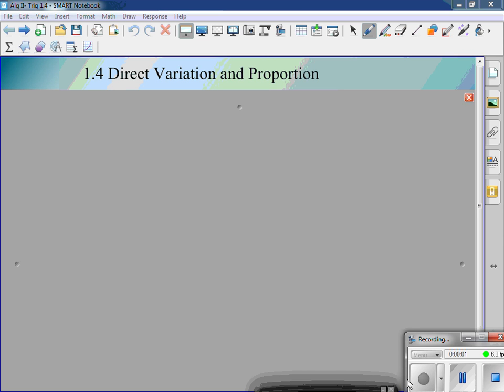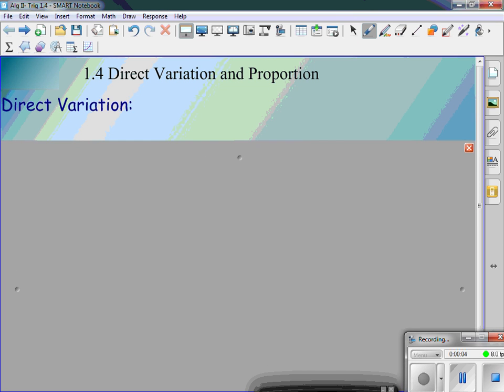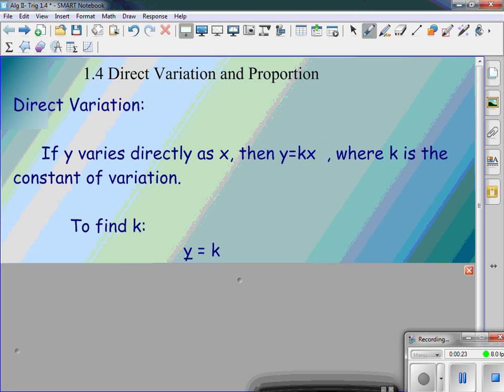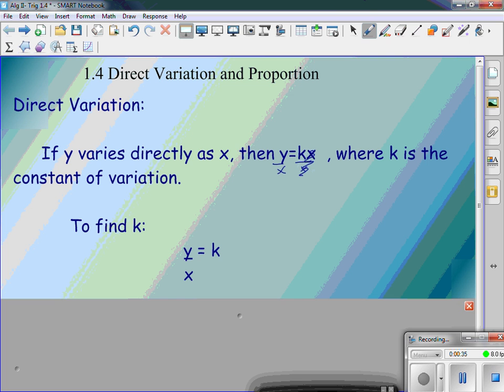1.4, direct variation in proportion. What direct variation is? If y varies directly as x, then y equals kx, where k is the constant of variation. It's very similar to slope-intercept form. K is going to be the slope. We just call it the constant of variation. In order to find k, all you do is take y divided by x. It's rearranging. Divide by x, divide by x. K is just y divided by x.